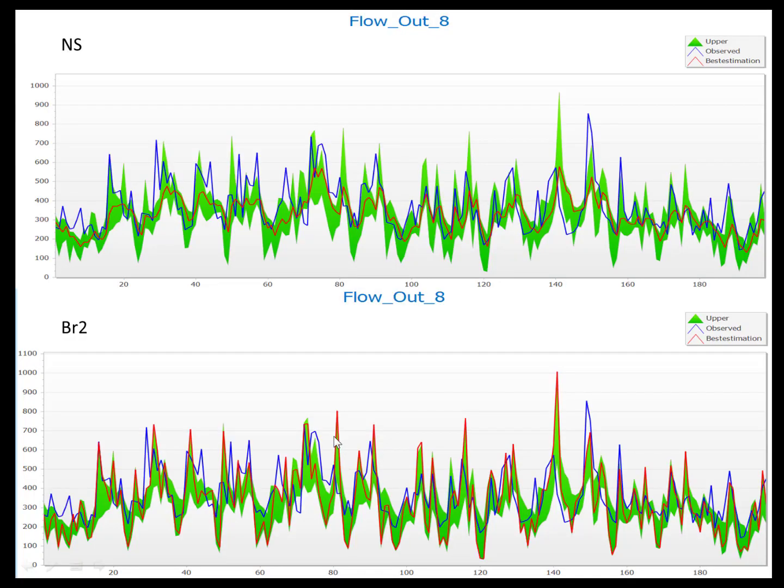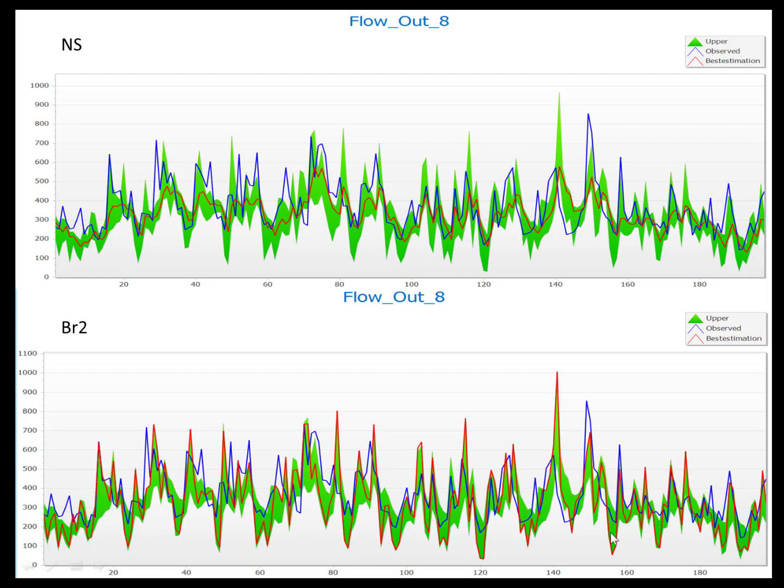Now, there are several things that I'm going to show you, but first I would like to show you some graphs that I've already done. Once we do a run, it is very easy to change the objective function and look at the results for the new objective function. Now, our iteration number 1 was based on a Nash-Sutcliffe objective function, and this is what we got for, let's say, outlet number 8. And then I changed the objective function to bR², and this is what I get for bR².